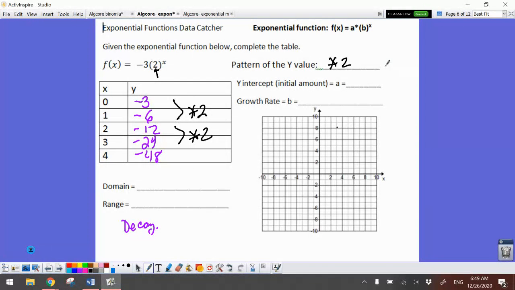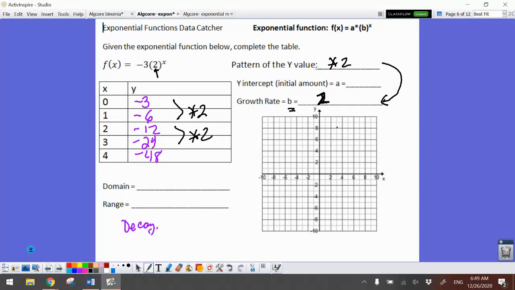Now, here's the cool part. The pattern and the growth rate, the b, are the same thing. So if the pattern is times 2, the growth rate, the b, is times 2, is the 2.